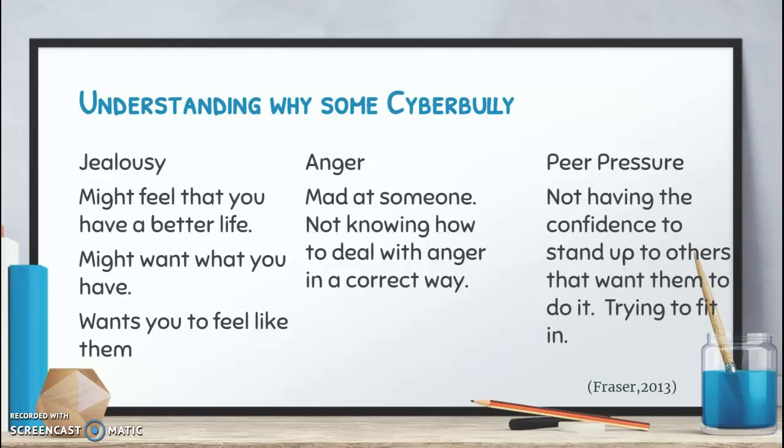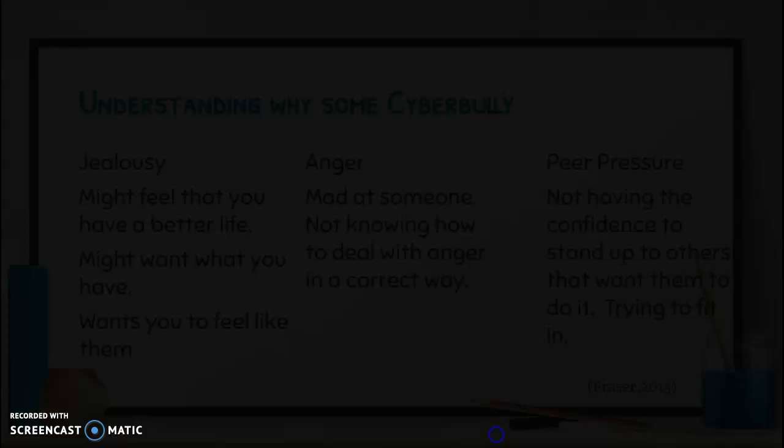Another reason why might just be anger. You might be mad at someone, not knowing how to deal with your anger in a correct way. That might lead to cyberbullying. And peer pressure, not having the confidence to stand up to others that want them to follow, trying to fit in. Sometimes it's hard. You want to be part of the group, but some part of the group might be part of the cyberbullying. You have to make that decision.